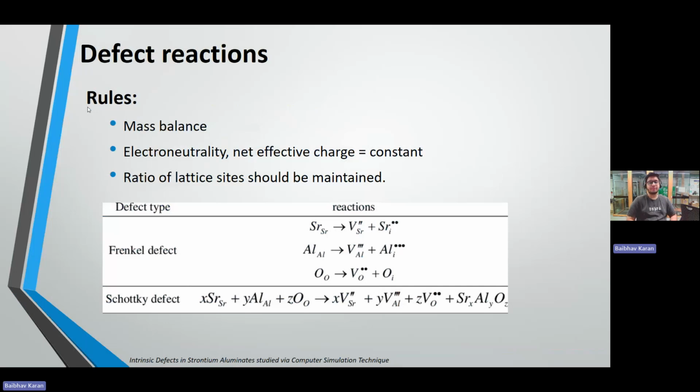Then we discussed defect reactions. Like these defects take place, right? One atom will be going from its original site to a different site, and a foreign atom will be sitting in this space. This does not happen so easily. So to define these reactions, we have certain rules known as Kroger-Vink equations.